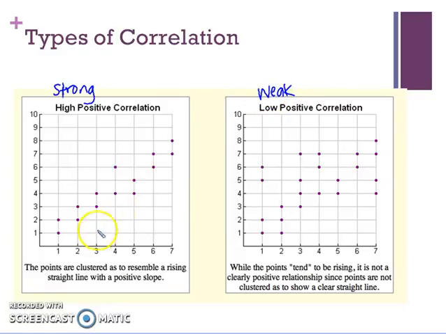Right? So this is a strong positive correlation because it's definitely going uphill to be positive, and it's pretty close. You could definitely see a line. Okay, this would be a lower positive or a weaker positive correlation because it's still going uphill from left to right, but they're a little more scattered and they're not as much of a straight line.